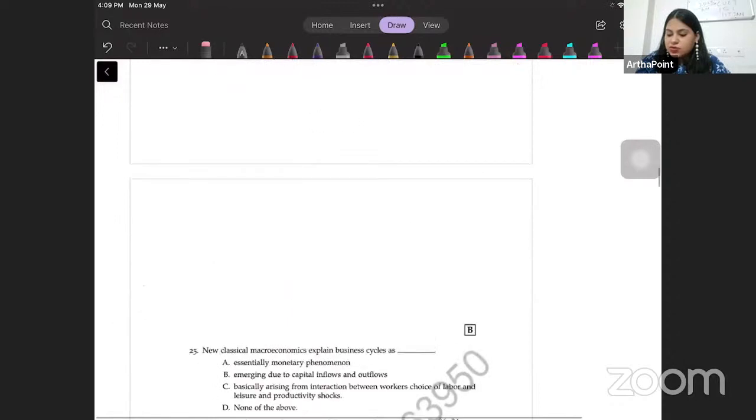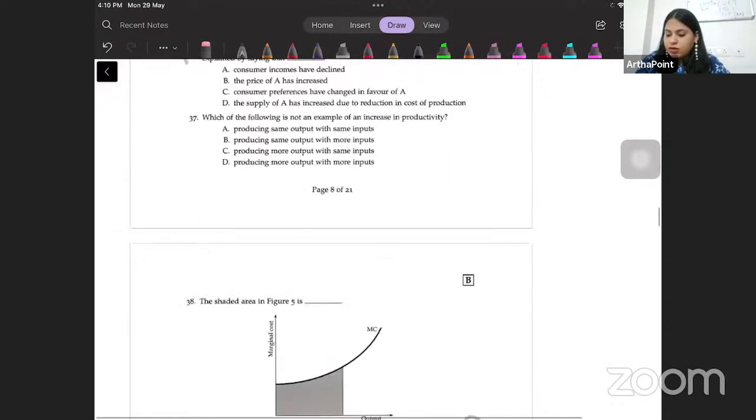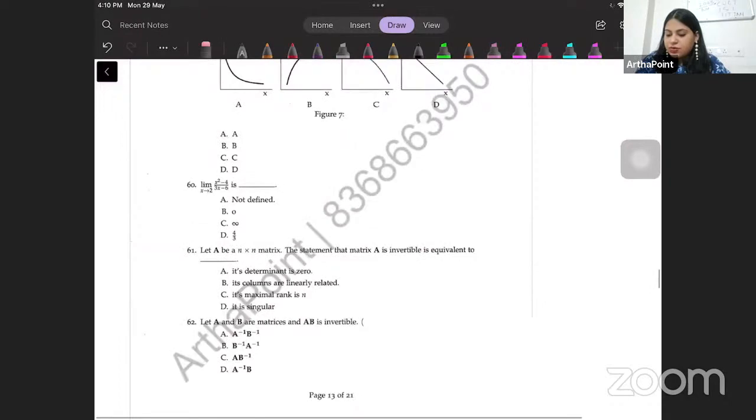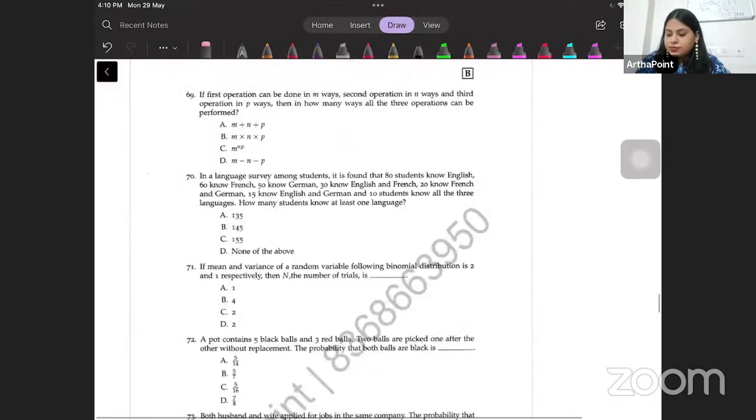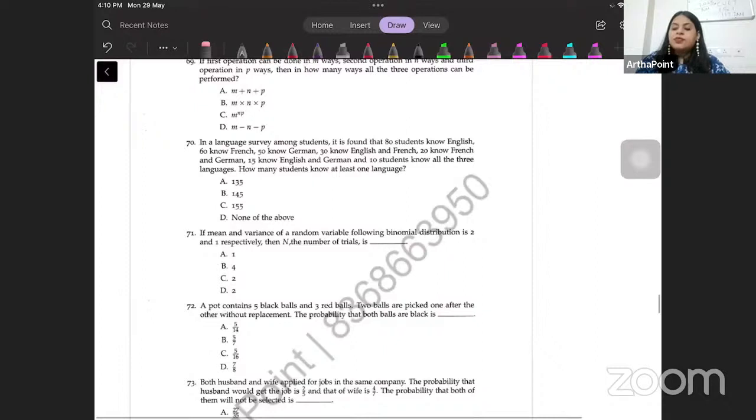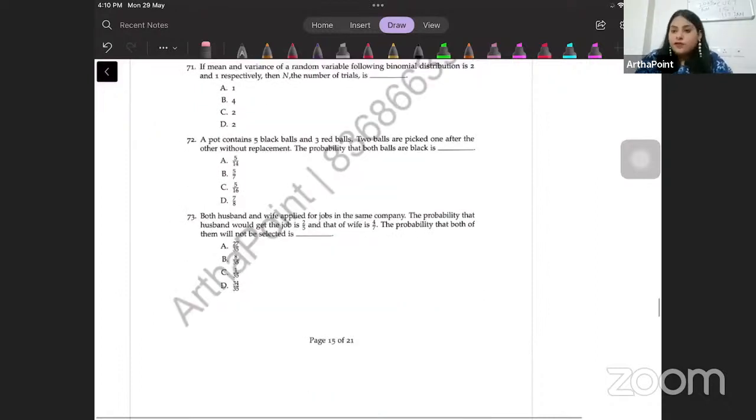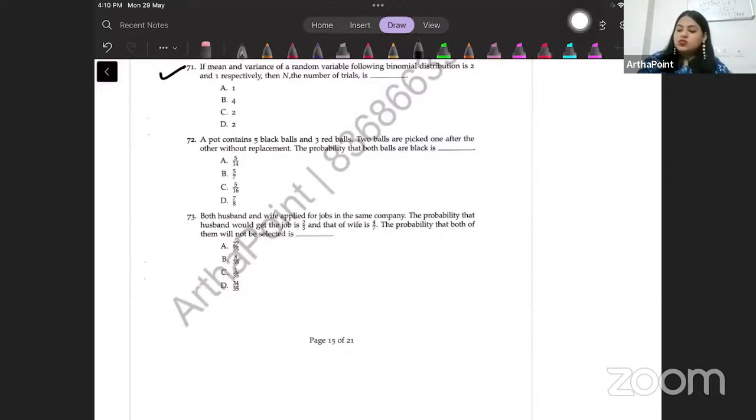So I think that was from question number 71, as far as I remember. Yeah. So let's start with question number 71 first. Okay. So if mean and variance of a random variable follow binomial distribution, so beta, binomial distribution mean is NP and variance is NPQ. So it is given that NP is 2 and NPQ is 1. Then the number of trials is, so very simple.